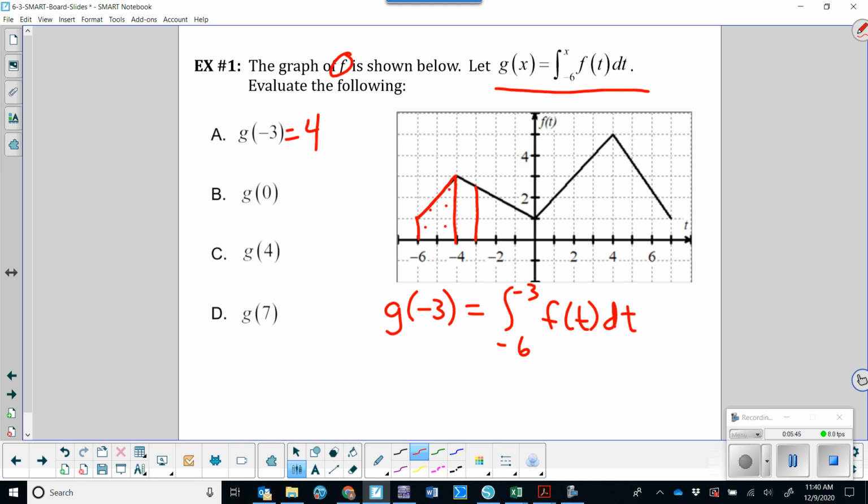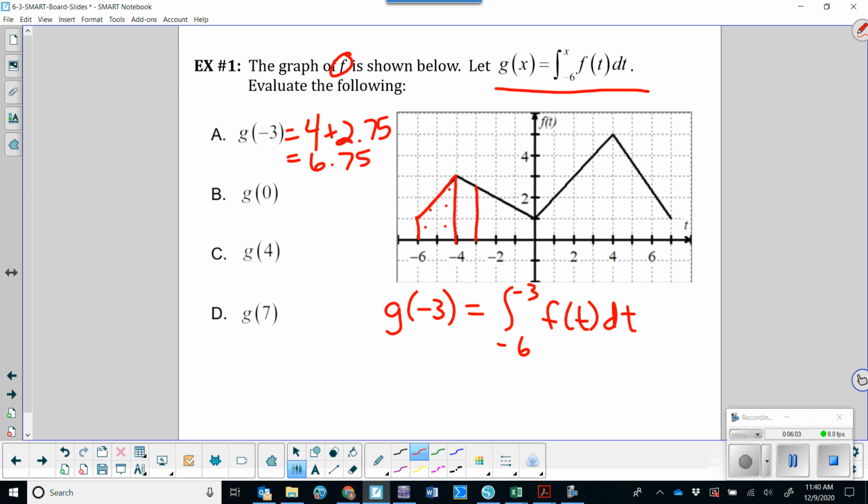And then you have divided by 2 times 1, because the height was 1. So we should just get 2.75. And so my answer is 6.75, okay, when I add those together.